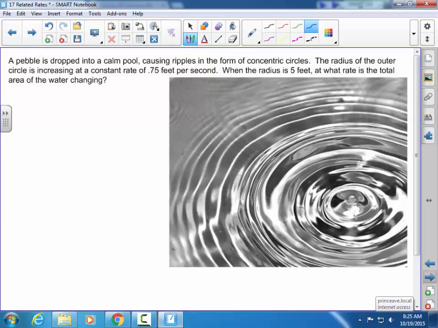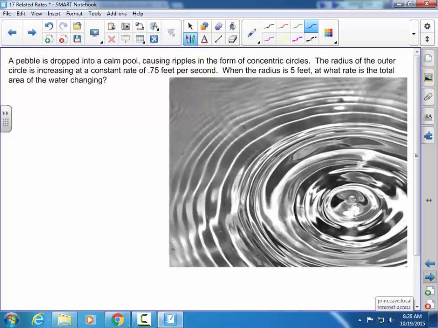A pebble dropped into a calm pool causes ripples in the form of concentric circles. Nice and soothing picture here we've got, okay? The radius of the outer circle is increasing at a constant rate of 0.75 feet per second. When the radius is 5 feet, at what rate is the total area of the water changing?